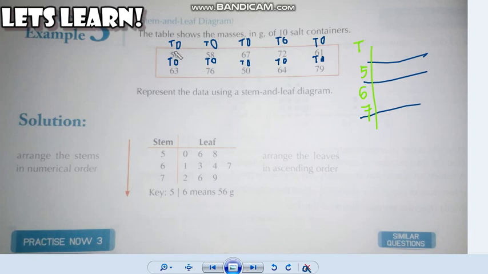So what I'll do is that I will keep the 5 here, and I'll keep the number 6 which was in the units place in the place of leaf, and then here comes the 8. So here 5, 6 is basically 56, and 5, 8 is basically 58. So this is my stem. This is my leaf.